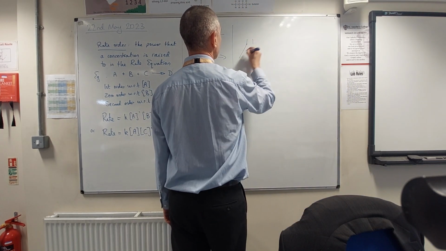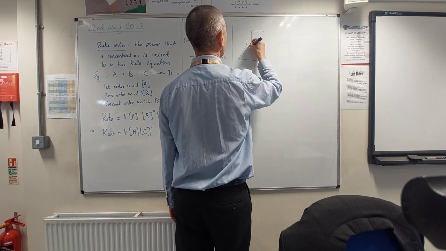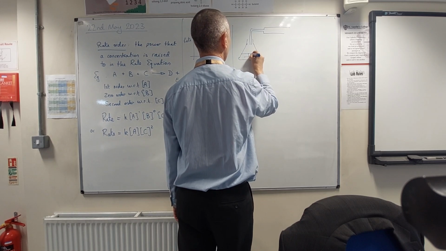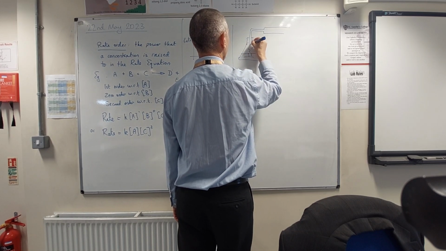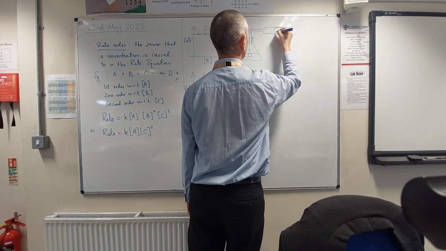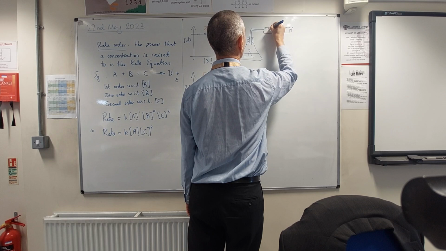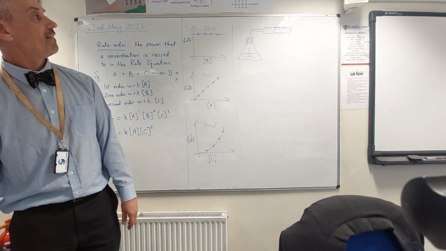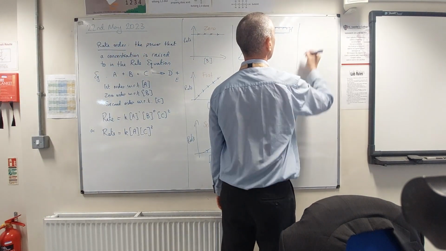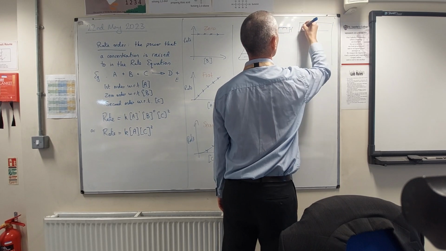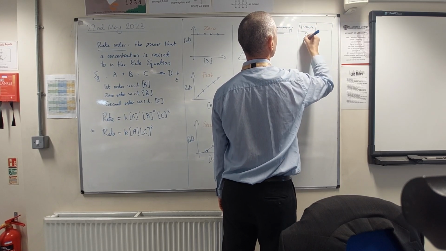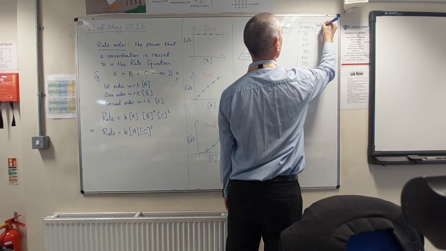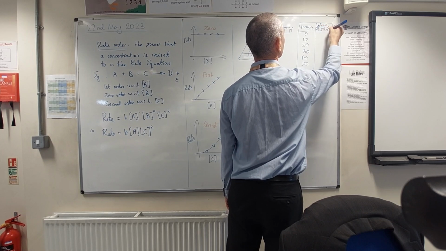Here's my flask with my reaction mixture, but this time I'm going to be making a gas. Maybe it's metal and acid. Here's my metal fizzing away, making a gas, hydrogen gas, and we're going to collect the gas in a gas syringe, which of course has numbers on the side, and then we're going to take a reading every 10 seconds. Okay, and we're going to go for the volume of gas, centimeters cubed.